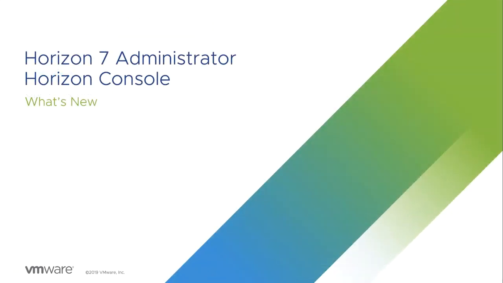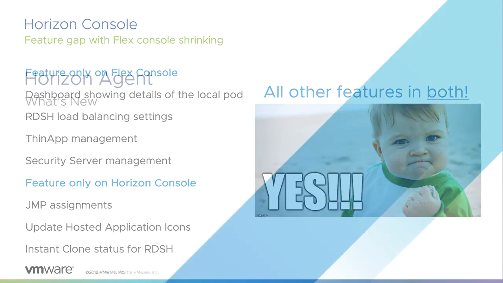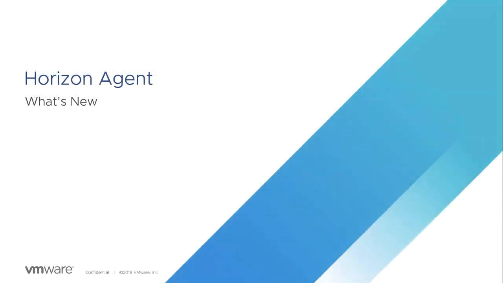Let's look at what is new in the HTML5 Horizon console. The feature gap is really shrinking, and there are only a couple important things that are in the Flex console now: the dashboard showing details of the local pod, and RDSH load balancing settings. Everything else is really in the HTML5 console, and all the new features are going into that Horizon console. Let's take a look at the Horizon agent now.